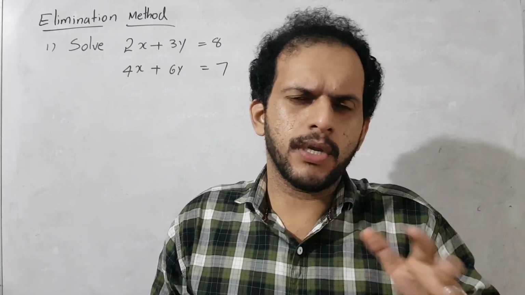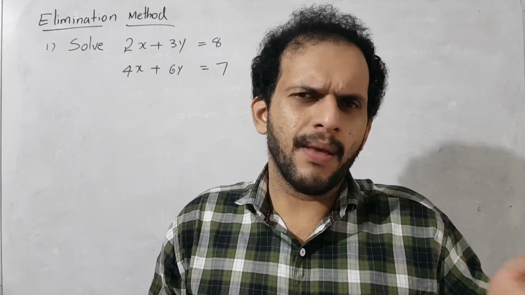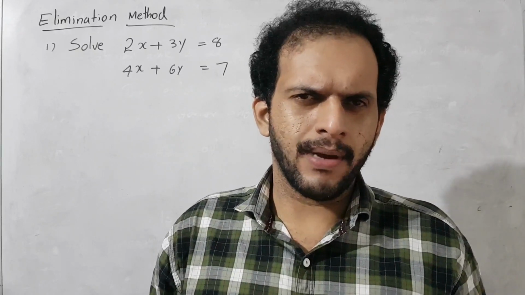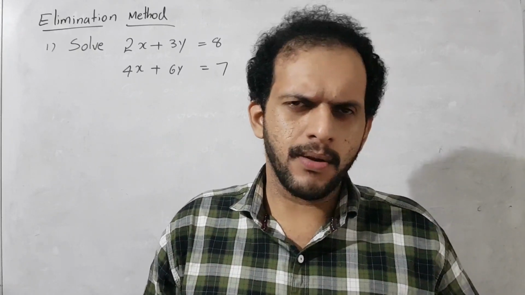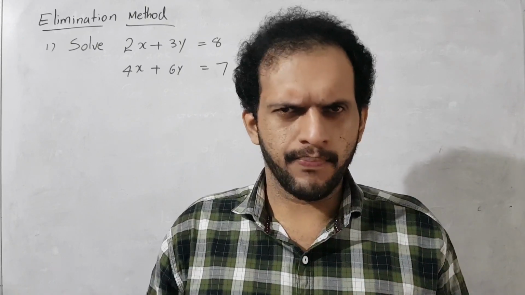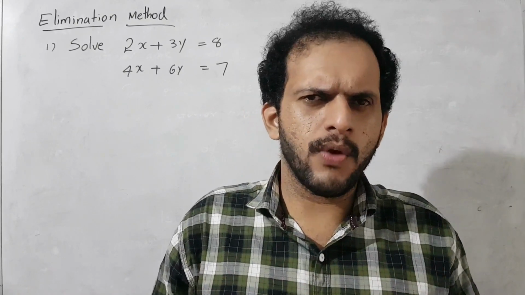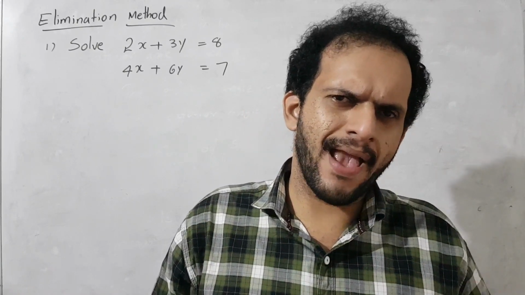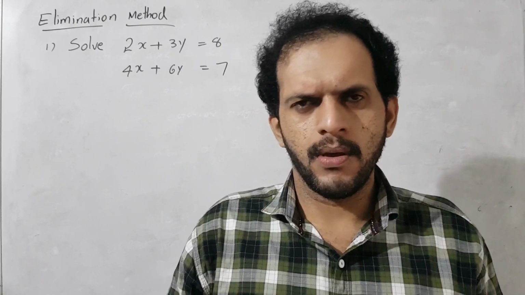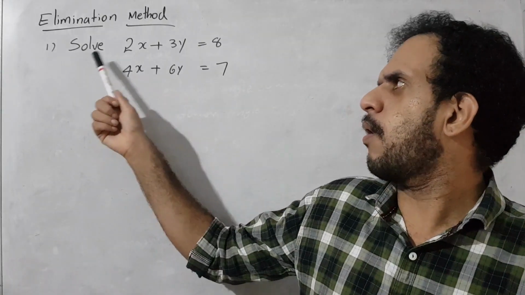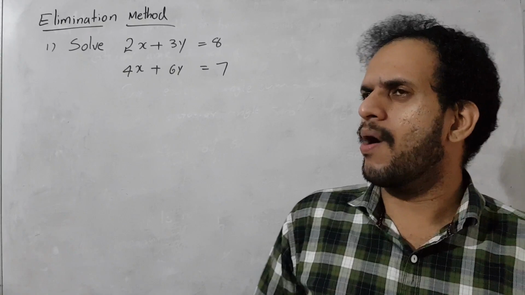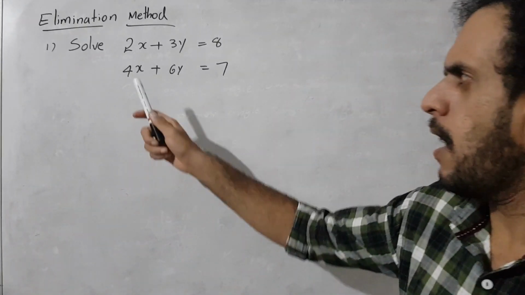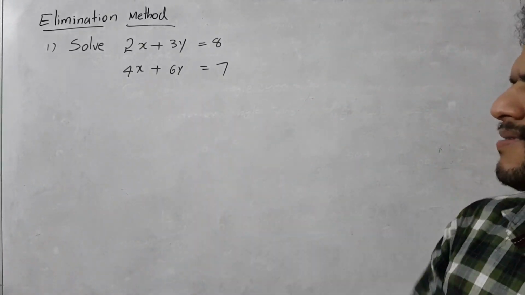So we need to remove, to eliminate any one of the terms. We have the two variables here, x or y, correct? So we need to remove any one of the terms containing x or y. Clear? The first question, solve 2x plus 3y is equal to 8 and 4x plus 6y is equal to 7.